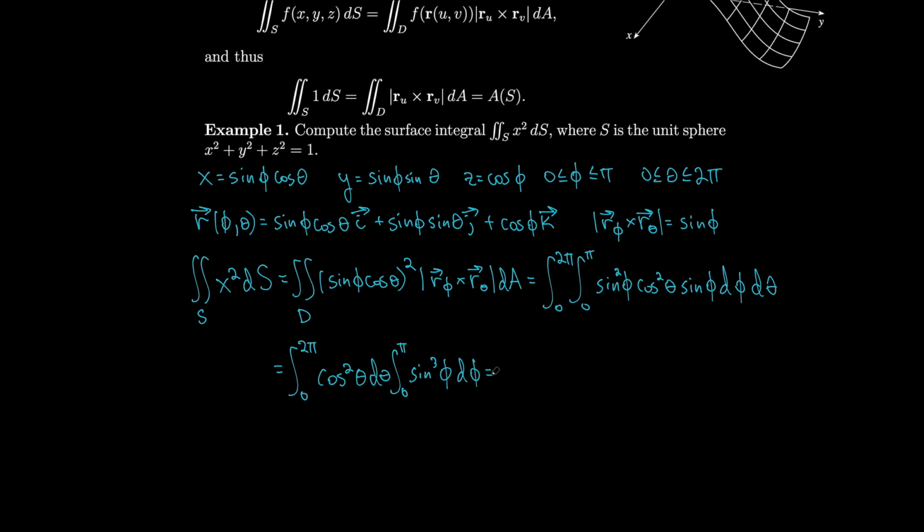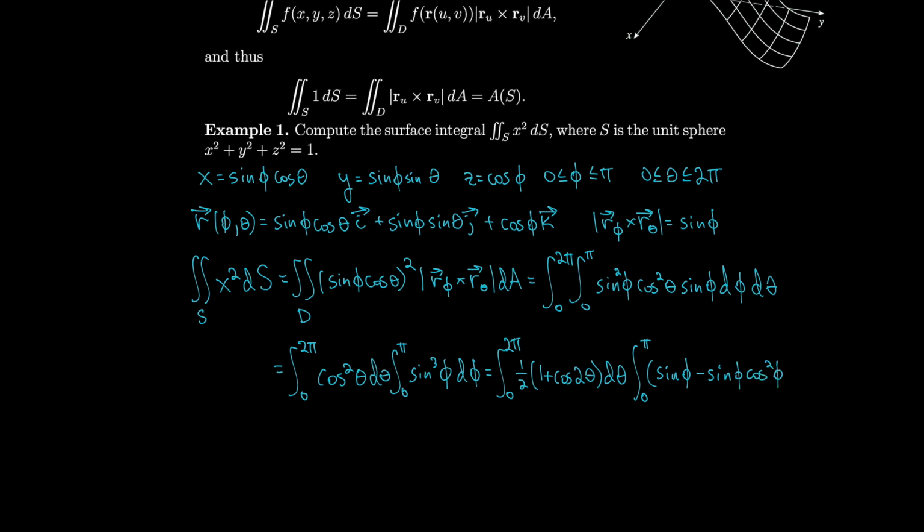So this is just the integral from 0 to 2 pi of one half times 1 plus cosine 2 theta for the cosine squared, using our half angle identity. And then for sine cubed, how about we write that as sine times sine squared, and that means sine times 1 minus cosine squared. So that's just the same thing as sine minus sine times cosine squared.